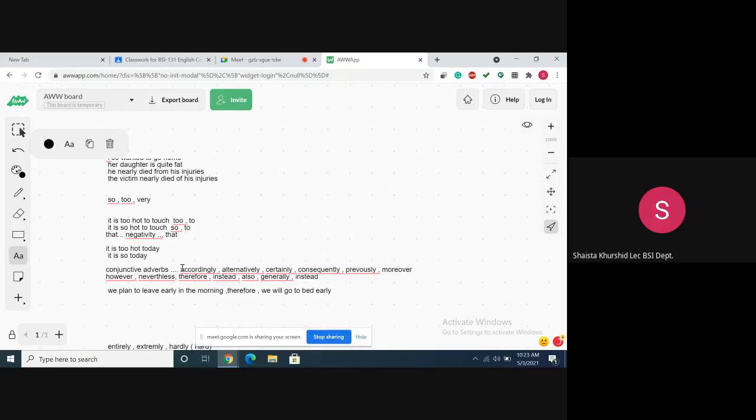Now there are so many examples of conjunctive adverbs. How can we use those conjunctive adverbs? For example, consequently, certainly, alternatively, accordingly, however, nevertheless, therefore, and instead. Now, have you ever tried to use these conjunctive adverbs in your sentences?